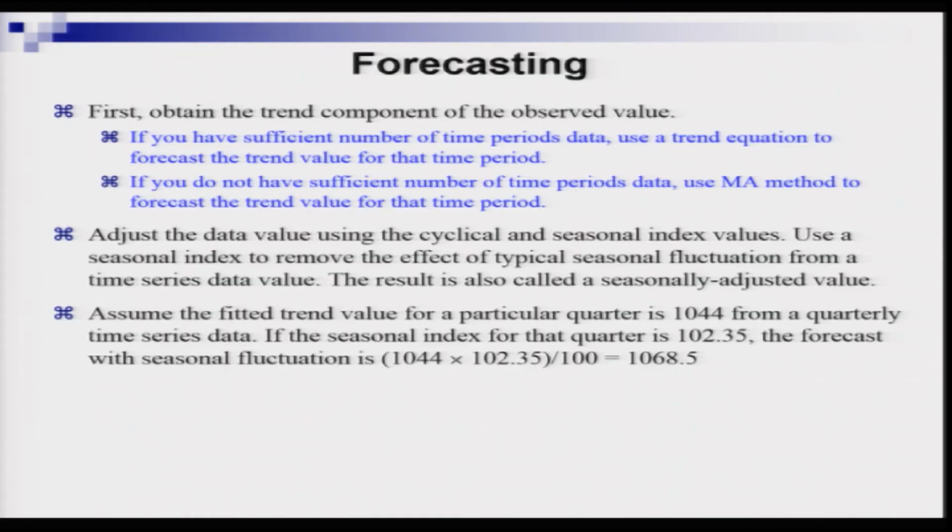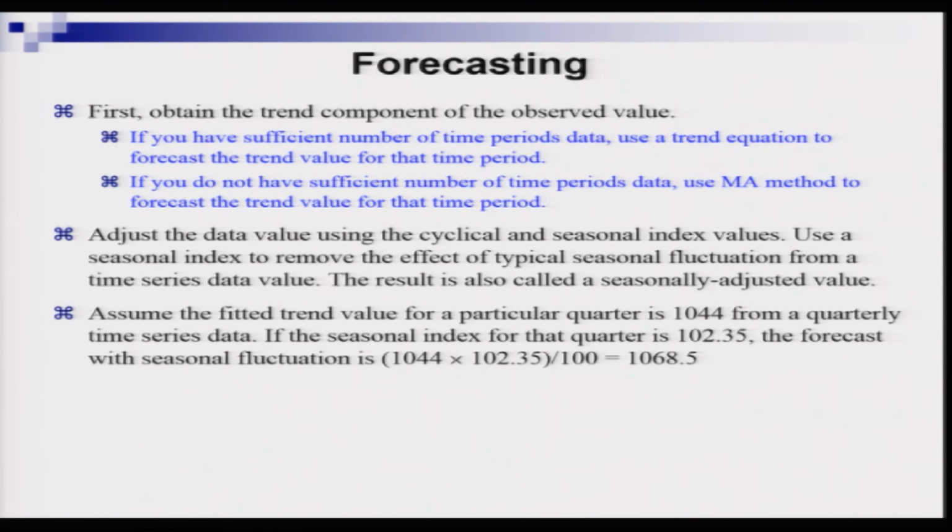So, let us come back to the example. Let us assume that for a particular quarter the fitted trend value from some method is 1044, and if the seasonal index for that quarter is 102.35, then the forecast with seasonal fluctuation is 1044 times 102.35 divided by 100, and that results in 1068.5.